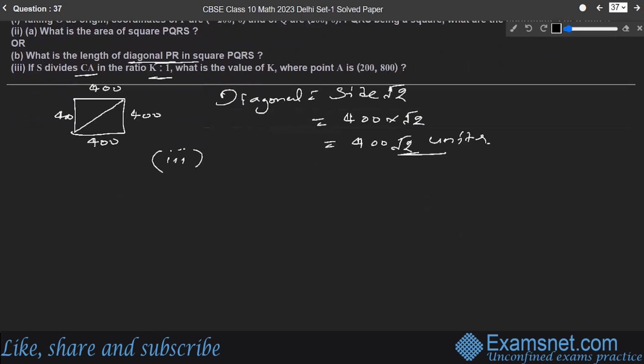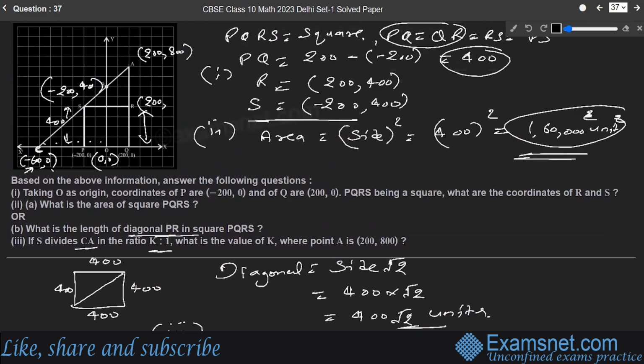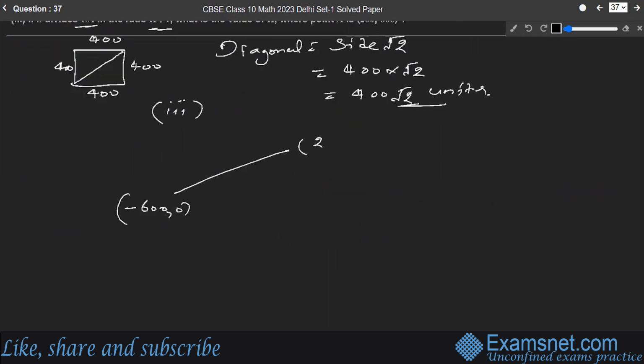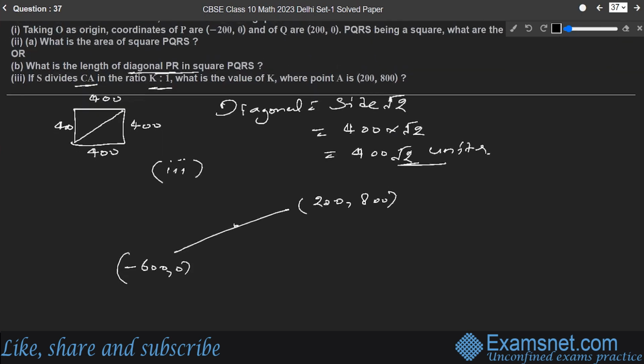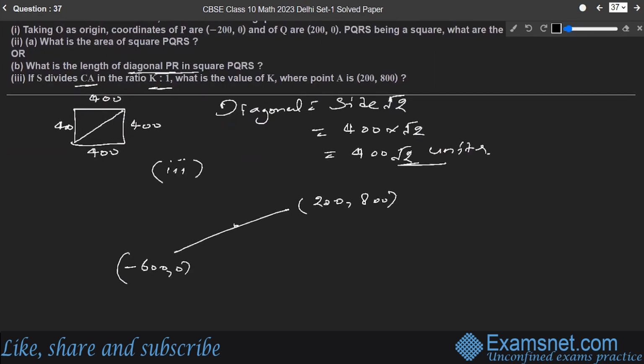So we can draw this line and place the coordinates. This is a line like this, where the coordinates are minus 600 comma 0, and the other point is 200 comma 800, which they have already given. They are saying there's a point S that divides CA in the ratio K is to 1. So this is our CA and S is somewhere here. Let us say this is K and this is 1, this is C and this is A. So this is the point S which divides the line in the ratio K is to 1.